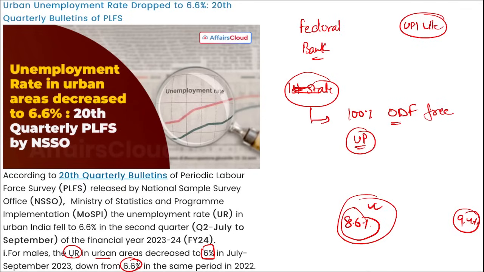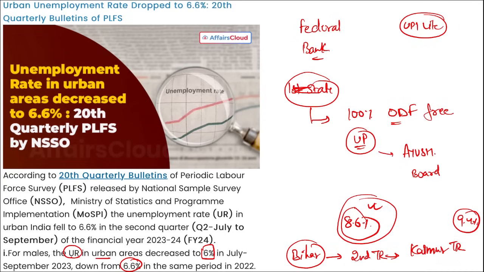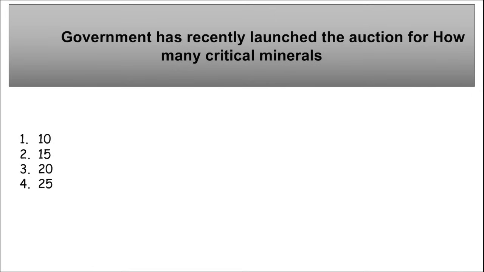Also remember, an Ayush board will be formed in Uttar Pradesh. Then Bihar will be getting its second tiger reserve. What is the name of that second tiger reserve, and in which district will it be? Remember, the name of the tiger reserve is Kaimur Tiger Reserve, and this will be in the Kaimur district of Bihar.